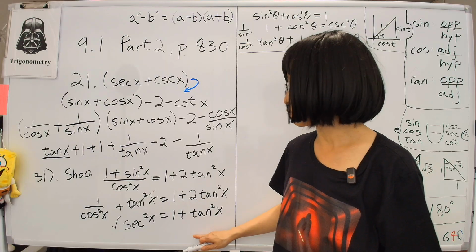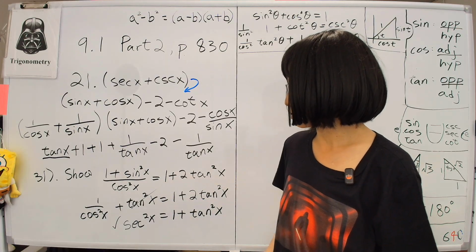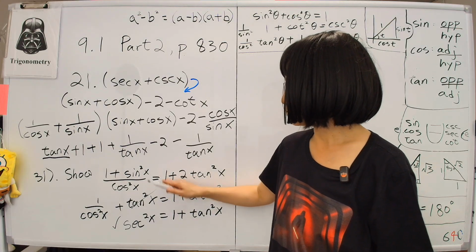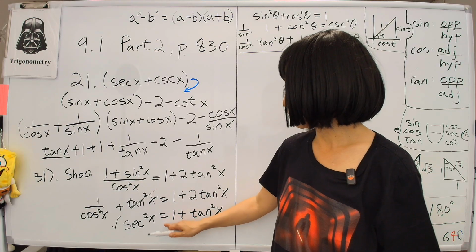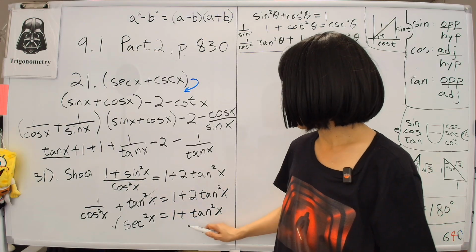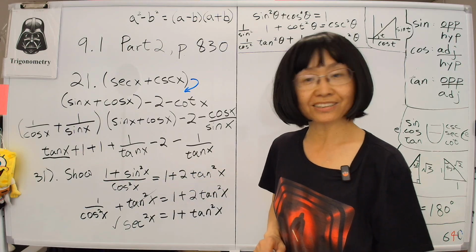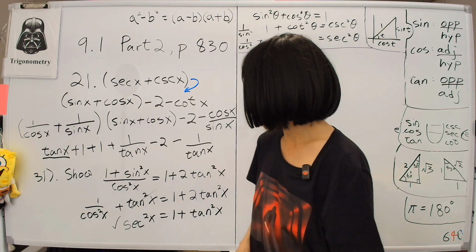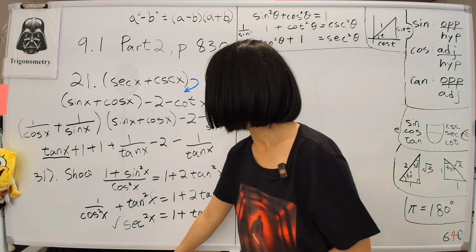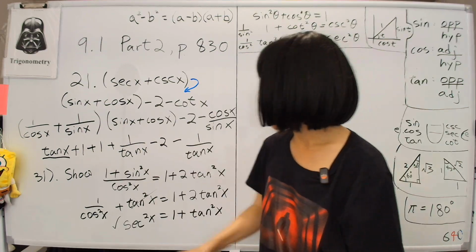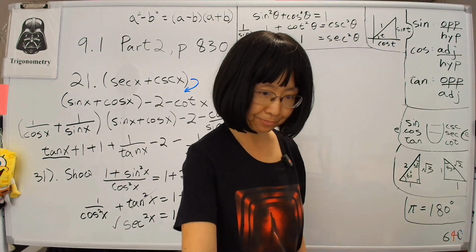for all cases, and therefore the original statement is also correct, because the original statement can be derived from here, okay? Like starting here, we can add a tangent x to both sides, and then we'll get to that equation. Okay? Just working it backwards. Anyway, that is one way to prove problem 31.